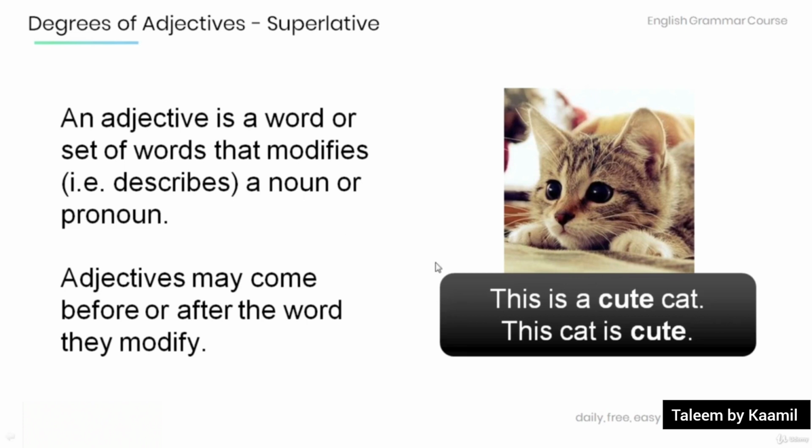Have a look at the example over here. This is a cute cat. This cat is cute. Now the word cute is an adjective and it modifies the noun cat. And note that in the first sentence, the adjective comes before the noun cat, and in the second, it comes after the noun cat.